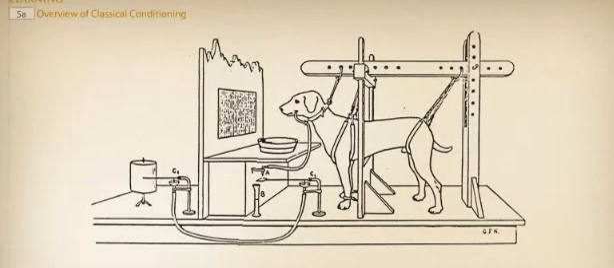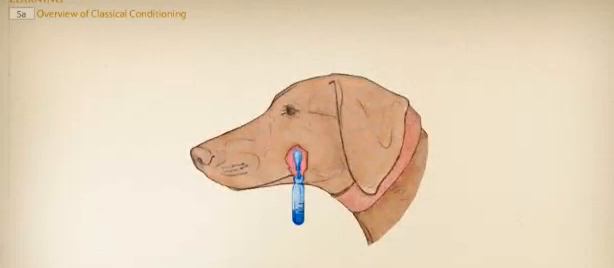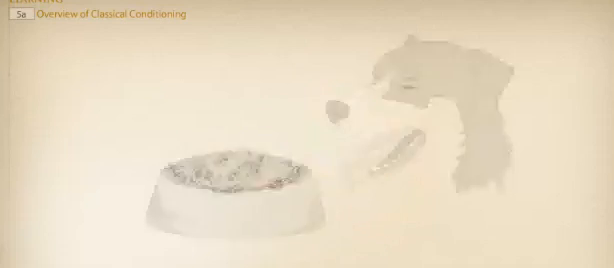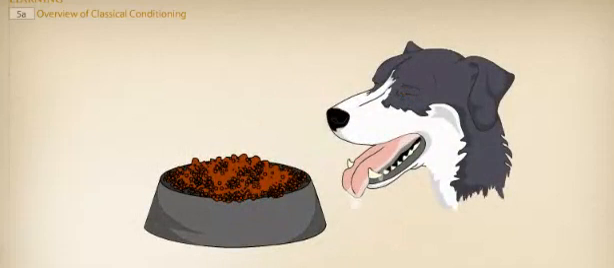Pavlov was studying the role of saliva in the digestive process of dogs when he stumbled upon what he called a psychic reflex. His subjects were dogs restrained in a harness in an arrangement similar to what you're looking at in this diagram. The dog's saliva was collected by means of a surgically implanted tube in the salivary gland. Pavlov would present meat powder to a dog and then collect the resulting saliva.